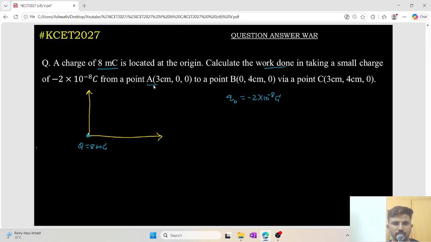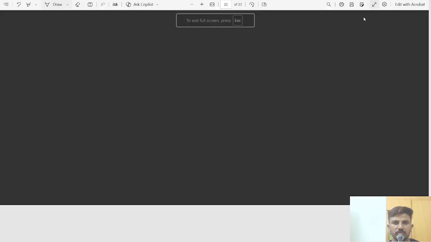It is moved from point A, which is on the x-axis, at 3 centimeter, to point B, which is on the y-axis, at 4 centimeter, via point C. Point C is not required, because the work done here is independent of the path, so you can directly take this path. Via whichever point it goes, it doesn't matter.